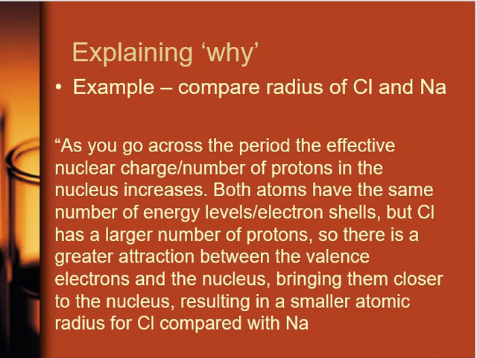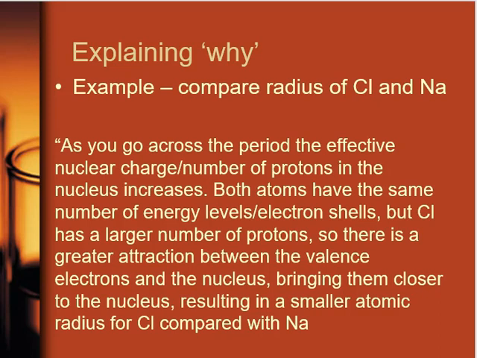So, for example, if we're comparing the radius of chlorine and sodium, we can say that as we go across the period, the number of protons in the nucleus increases. They have the same number of energy shells. The valence electrons are in the third energy level in both cases. You could draw out the electron configuration as well, and therefore there's going to be a greater attraction between the nucleus of chlorine and the valence electrons, causing that radius to decrease when compared to sodium.